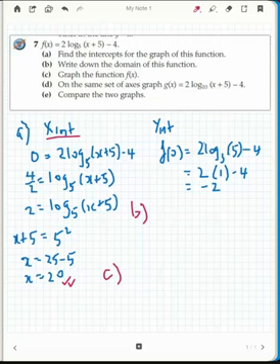To find the y-intercept, let x equal 0. If x is 0, then this becomes 5. So I've got 2 log base 5 of 5, which is 2 times 1, minus 4, and that is negative 2.